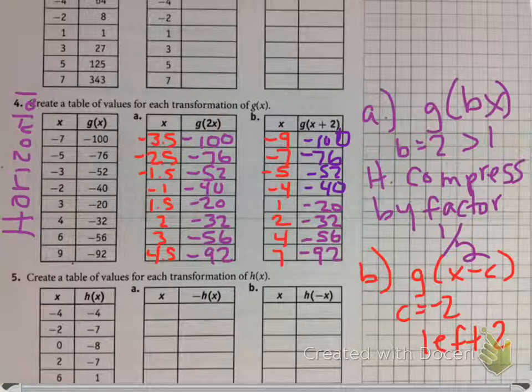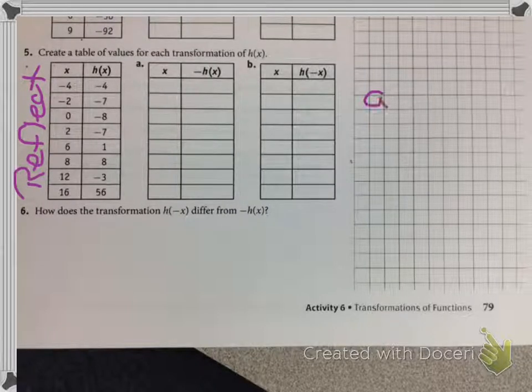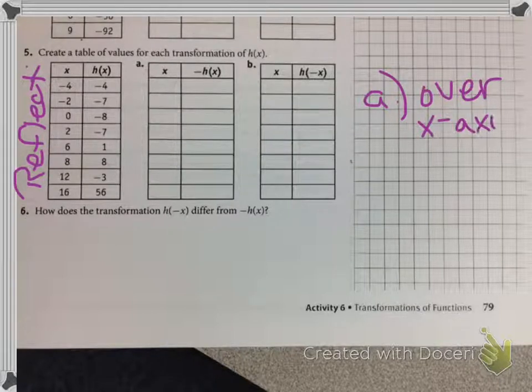So now let's move on to question number 5. You'll notice in question number 5, we're looking at negative signs. Anytime you see a negative sign that's being multiplied out front, you're going to create a reflection. In problem A, the negative sign is on the outside, so that's going to reflect vertically over the x-axis.